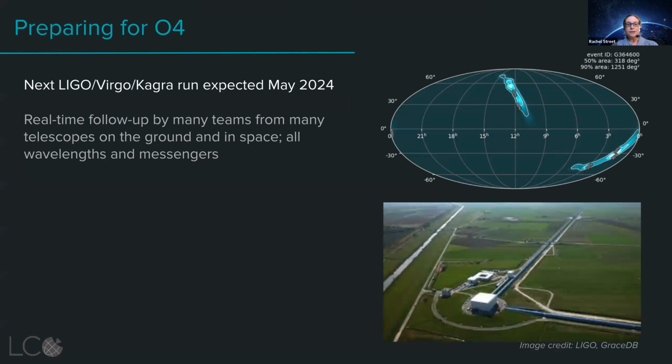Of course, the next run of the gravitational wave detectors is scheduled to start in May. And this is a great example of a large community following up discoveries from a major survey in real time. So the technologies involved overlap with those that will be used for Rubin. There are many teams across the world that will be expected to follow the discovery alerts, and they'll be observing them with telescopes both on the ground and in space, and combining information from all wavelengths and messengers.